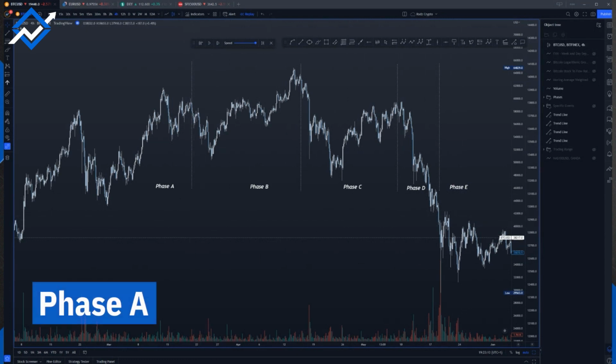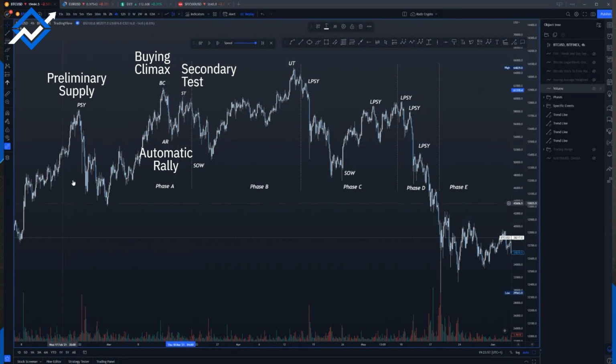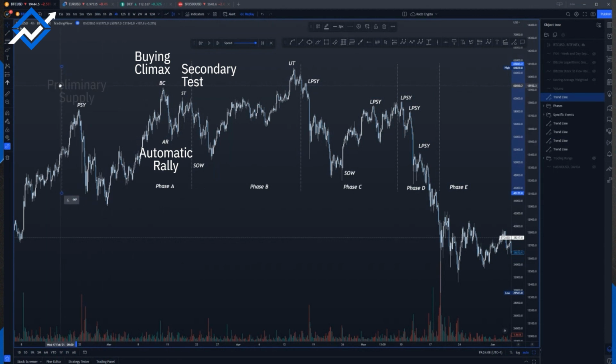So during phase A, we have our preliminary supply and the buying climax. Now, after the buying climax, we of course get the automatic rally. So this is a usual occurrence. Now, after the automatic rally, we get the secondary test. So I've mapped these out during phase A already. All of these specific events occur during phase A.